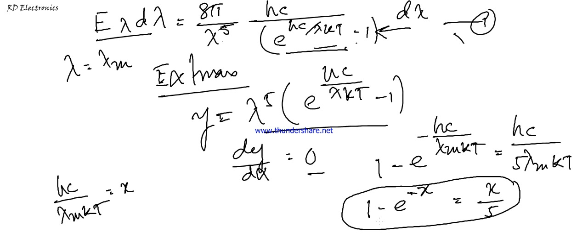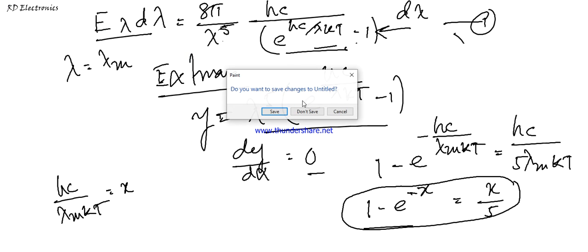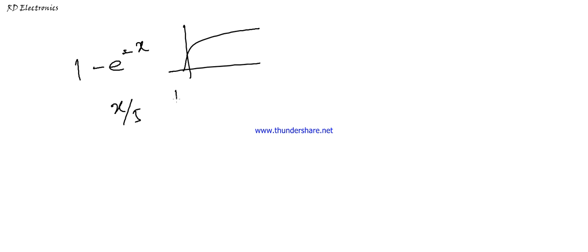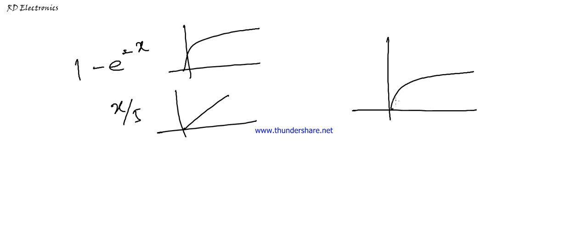So here are two parts; the left hand side is 1 minus e to the power minus x. If we plot these two graphs separately, this graph looks like this and x by 5 looks like this. If we merge the two graphs in a single graph, then there is one intersecting point where x by 5 intersects 1 minus e to the power minus x. So this value of x equals 4.9651.